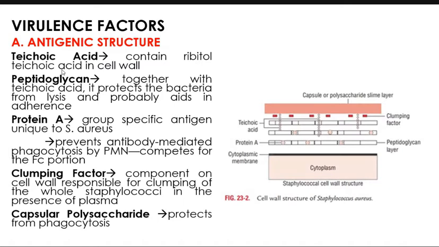Another one on the cell wall is the protein A. What is the protein A? So we say that it is one of the several cellular components that have been identified also in the cell wall of Staphylococcus aureus. And what is the most significant role of this protein A in infections caused by Staphylococcus aureus? It is its ability to bind to the Fc portion of the IgG.